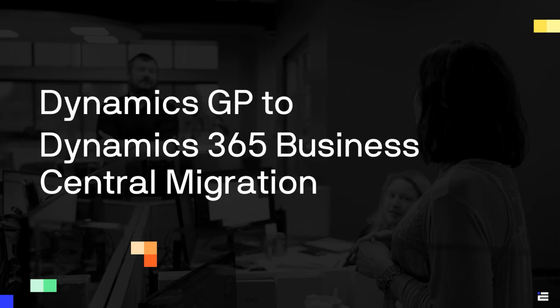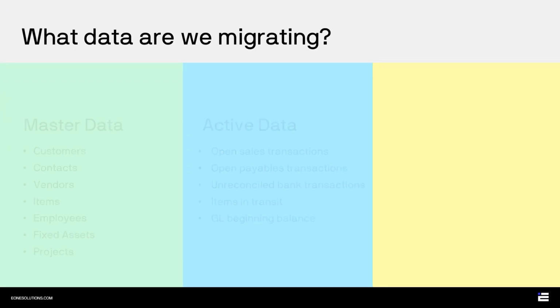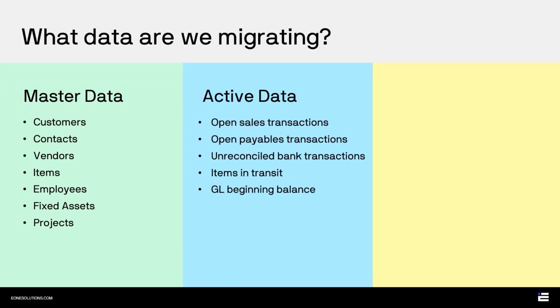Let's take a look at the eOne strategy for data migration from Dynamics GP to Dynamics 365 Business Central. The eOne migration approach is to only move the data you need to start fresh in Business Central.